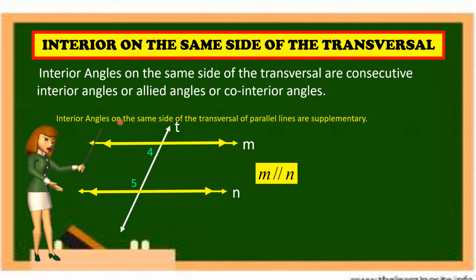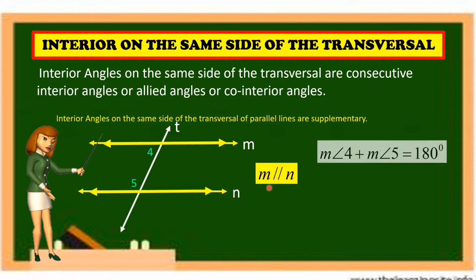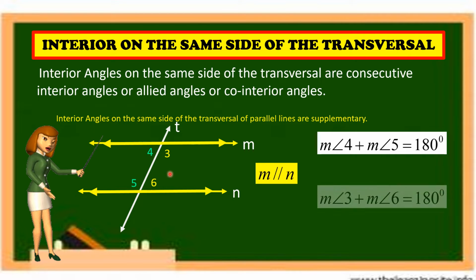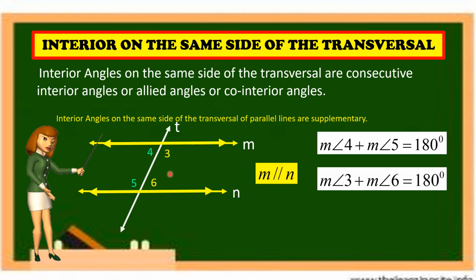Interior angles on the same side of a transversal of parallel lines are supplementary. Since M is parallel to N, the measure of angle 4 plus the measure of angle 5 equals 180 degrees. What is the other pair of interior angles on the same side of a transversal? We have angle 3 and angle 6. Since they are interior angles on the same side of a transversal of parallel lines, the measure of angle 3 plus the measure of angle 6 equals 180 degrees.